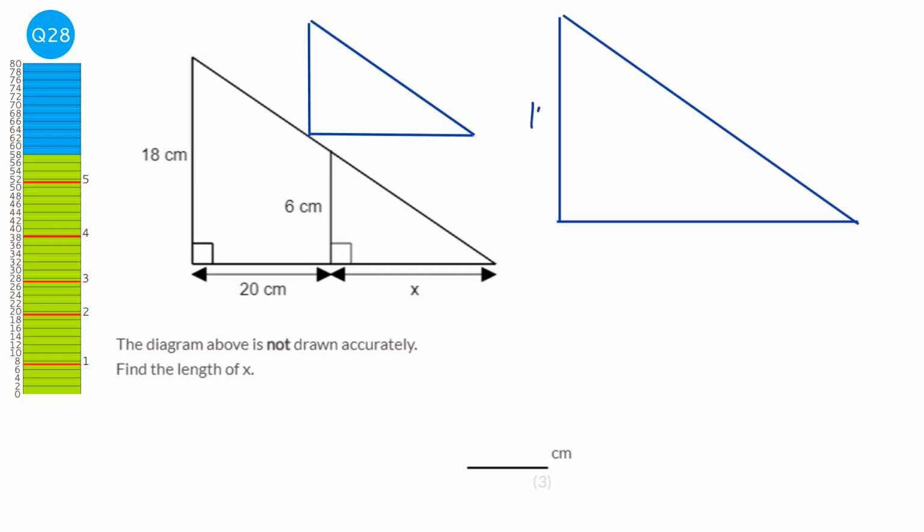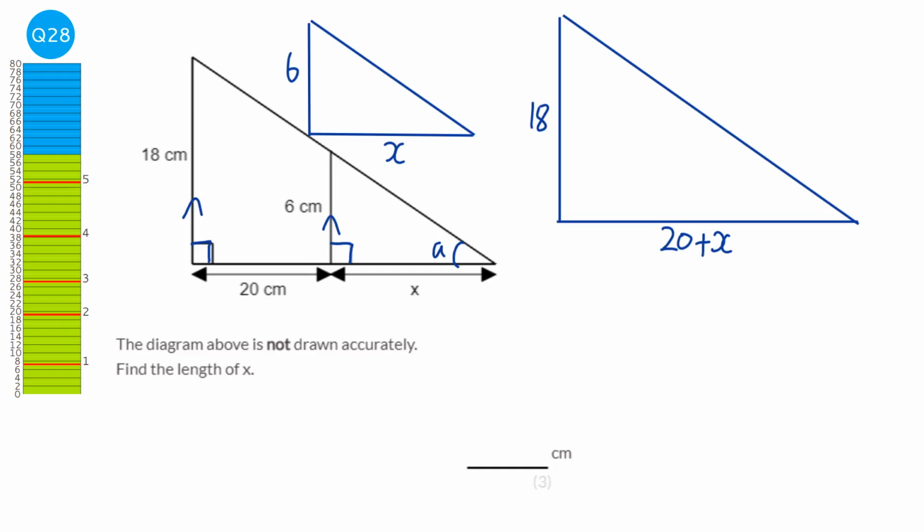And we can label the sides of them as 18. Now this long length would be 20 plus x, 20 centimeters plus x. Then we've got 6 here and we've got x here. Now the two triangles are similar because the sides here, we know they are parallel because they are right angles, and they share an angle here, which we can just label as A, and so they are definitely similar, which means that one is an enlargement of the other.